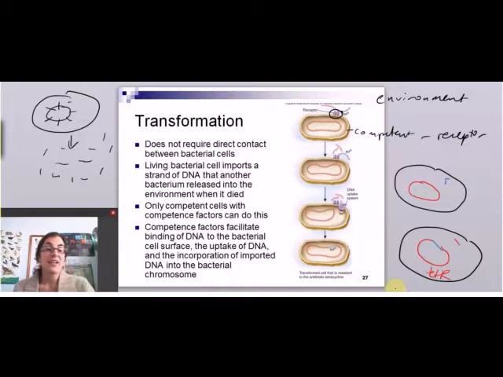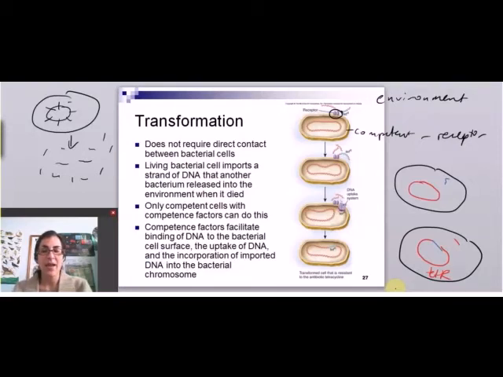So a bacterial cell that's resistant can die. It gives off its genetic material, it floats into the environment, and if there are cells that are competent out there, then they're going to be able to take that foreign piece of DNA and change their own genetic makeup. So again, this is a way that resistance can spread among bacteria.